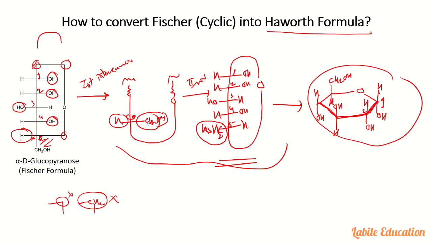So whenever we are converting the cyclic Fischer projection formula into the Haworth formula, firstly we have to do at least two Walden inversions, an even number of conversions, so that we get the oxide ring in the vertical plane, and the rest of the groups H and OH in another, perpendicular plane, that is the horizontal plane. So now in the Haworth formula you can see the oxide ring is in the horizontal plane, and all the groups are in the vertical plane. So this is the Haworth formula.